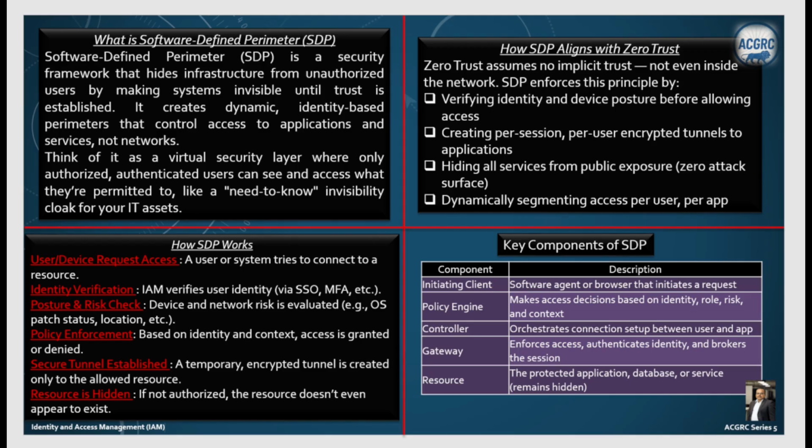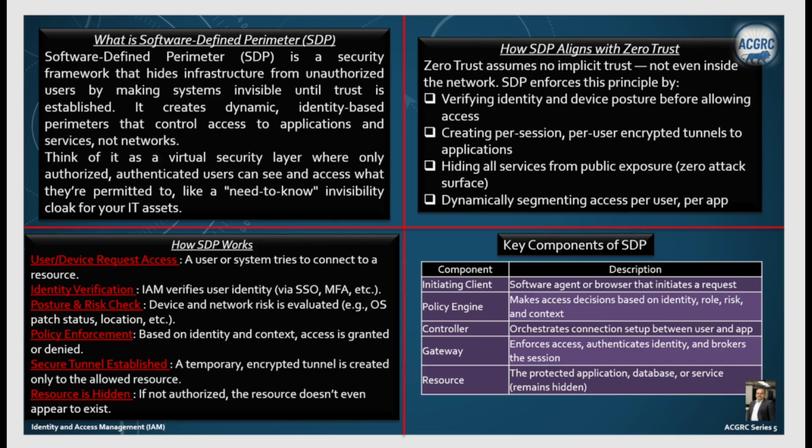So, how does software defined perimeter work? Well, first a user or a system tries to connect to a resource. The IAM verifies the user's identity. Then the device and the network risk is evaluated. Based on the identity and the context, access is granted or denied. Then, a temporary encrypted tunnel is created only to the allowed resource.